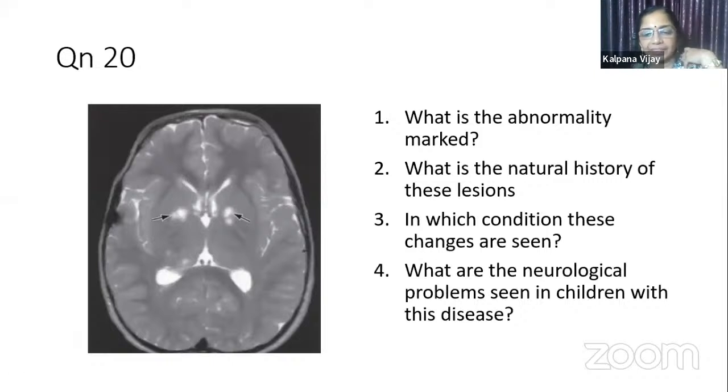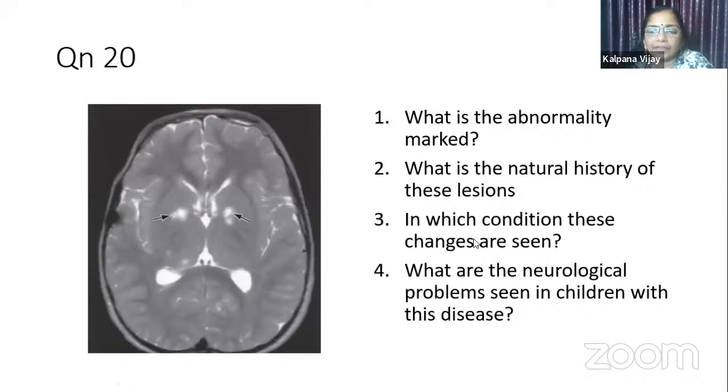This is seen in which condition? UBOs, anybody has seen? So it is seen in neurofibromatosis. That is very good. And what is the natural history of these lesions? This is seen when we take it at 5 years or 10 years or so. But when they grow older, this will disappear. These are certain hamartomatous lesions, and they will disappear as the person matures. So it will be seen in neurofibromatosis type 1.